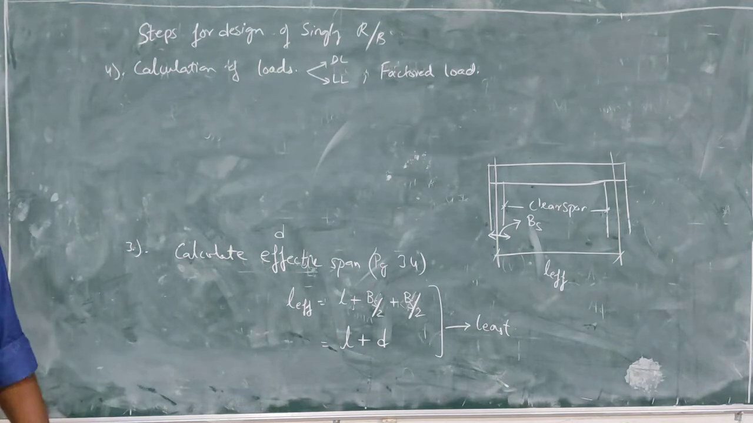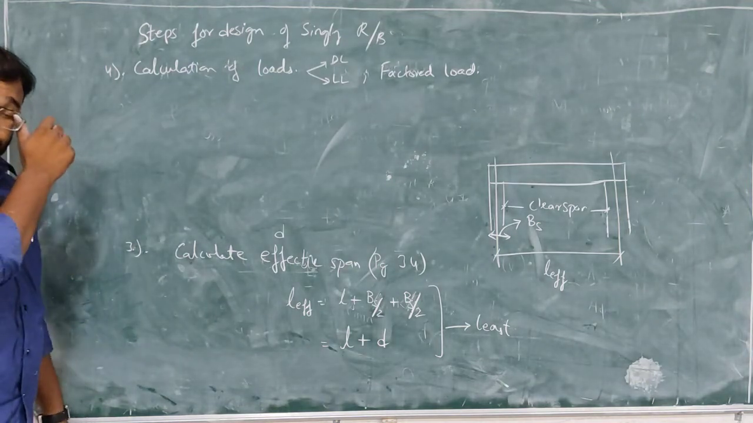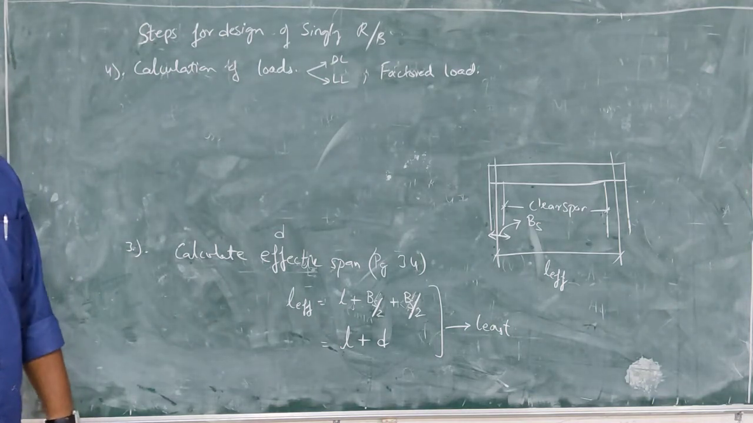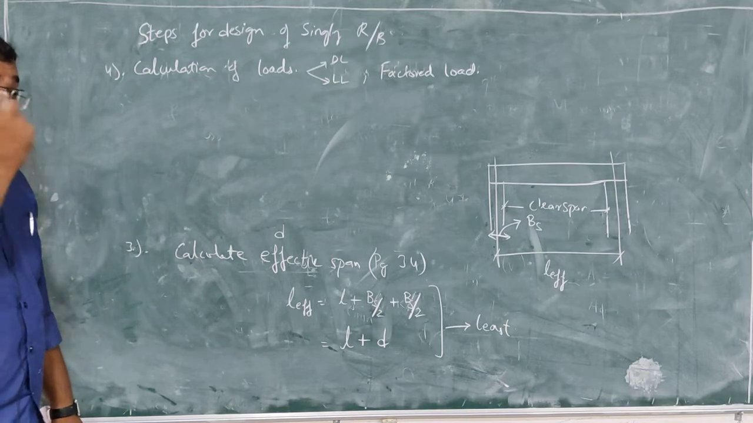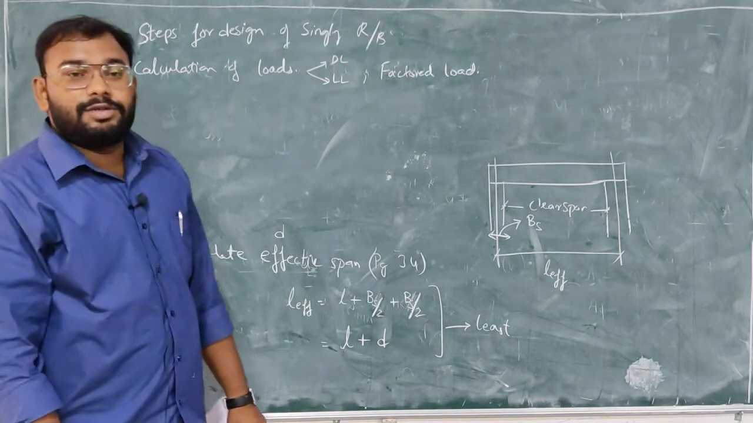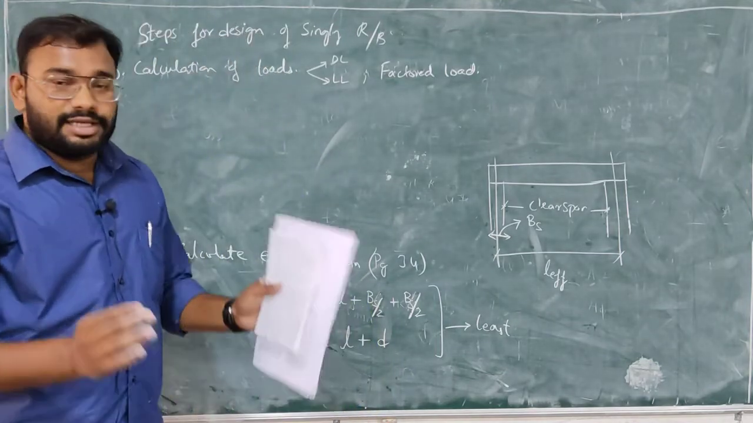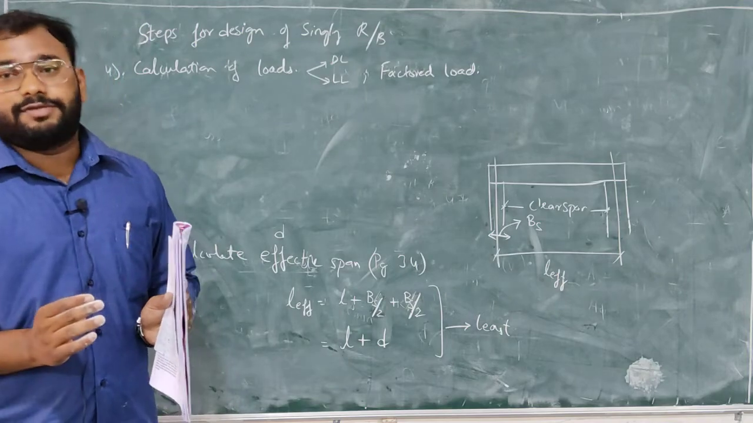Factored load. What do you mean by factored load? I told you we have discussed characteristic load. What is the definition for characteristic load? The load which has 95% probability of not being exceeded throughout its lifetime. Okay, you will consider that load which will not increase in 95% of the lifetime of the structure.